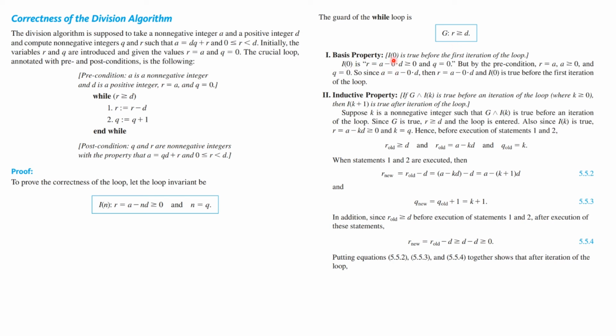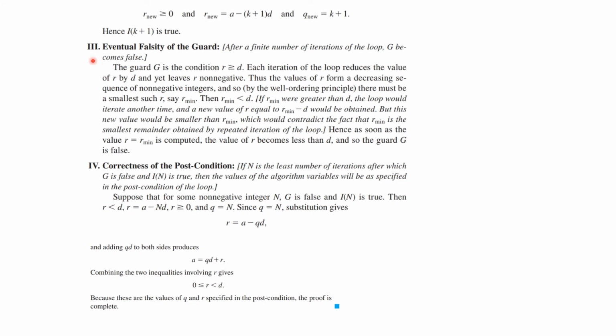So we check to see, is I of 0 true? I'm not going to take you through all this, but I of 0 is true. We have to show that if we're still within the guard condition and I of k is true, then I of k plus 1 is true after the loop. And it is. Quite a bit of calculation to prove that, but it is, and I'm trying to show you the structure. Hence, I of k plus 1 is true. Eventually, the guard is false because we're incrementing that.